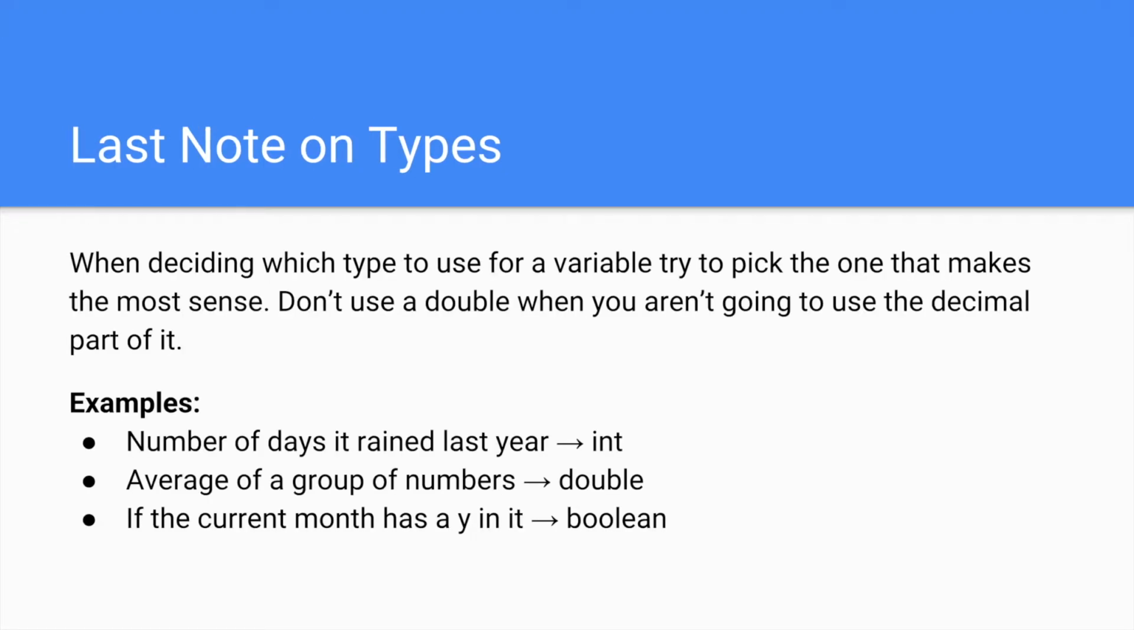And a last note on types. When you're deciding which type to use for a variable, try to pick one that makes the most sense. So for instance, you wouldn't use a double when you aren't going to use the decimal part of it. Examples: the number of days it rained last year would be an int. The average of a group of numbers would be a double. And whether the current month has a y in it would be a Boolean.